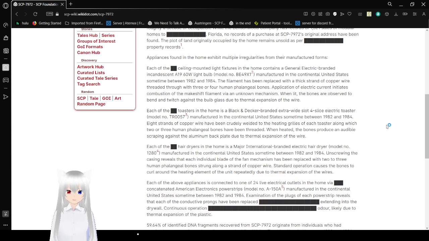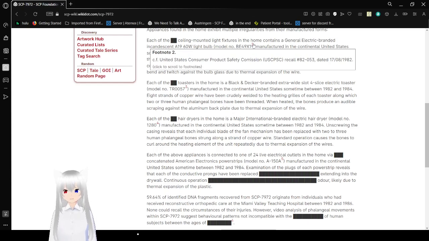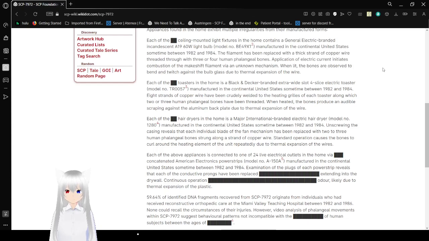Appliances found in the home exhibit multiple irregularities from their manufactured forms. Each of the redacted ceiling-mounted light fixtures in the home contained a General Electric Bandit incandescent A19 60-watt light bulb, model number BE49X1, United States Consumer Product Safety Commission recall number 82-053, dated August 17, 1982. Manufactured in the continental United States sometime between 1982 and 1984. The filament has been replaced with a thick strand of copper wire threaded through three or four human phalangeal bones. The application of electric current initiates combustion of the makeshift filament via an unknown mechanism. When lit, the bones are observed to bend and twitch against the bulb of glass due to thermal expansion of the wire.